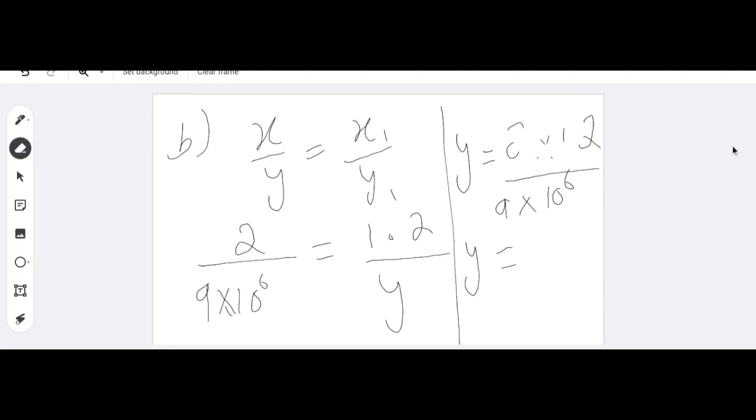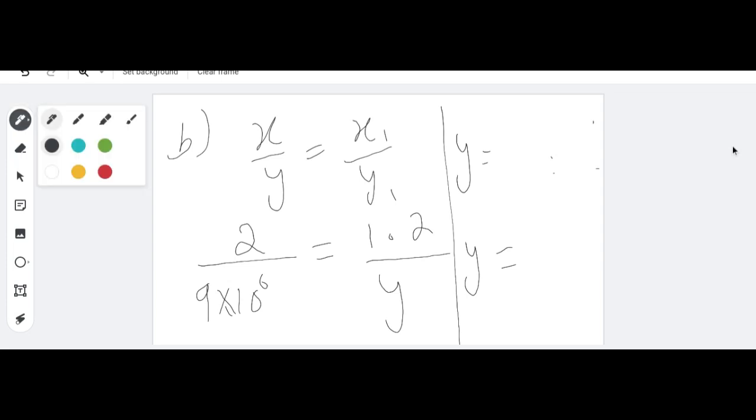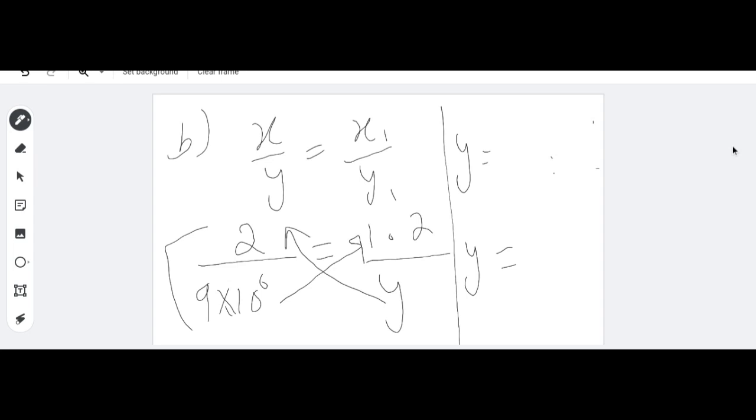According to this, they are not multiplying. Here this will be the 2. y will move in the place of 2, and this will go and multiply, because here it is dividing. So 9 multiplied by 10 power 6 is going to multiply with 1.2 and be divided by 2. This is how it looks.